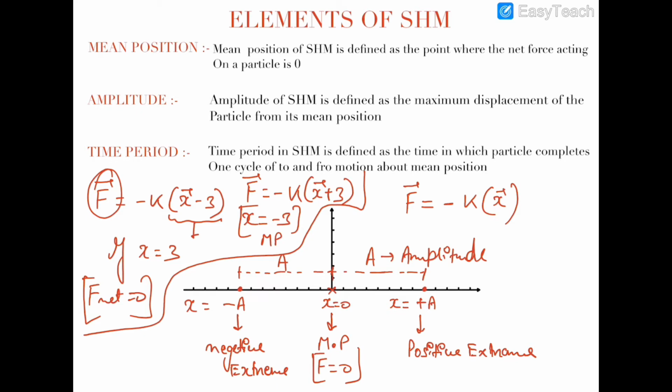So this is the time period, and we can also say that if the particle has started its motion from this point, then the time period would be the time in which this particle moves from this point to minus a and then again to this point. So this is one cycle, and the time taken to complete this cycle would be called the time period.